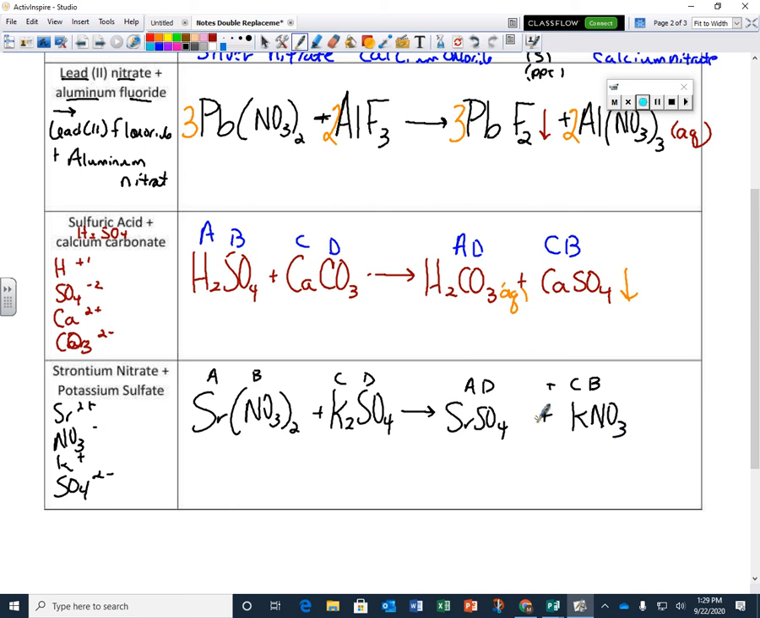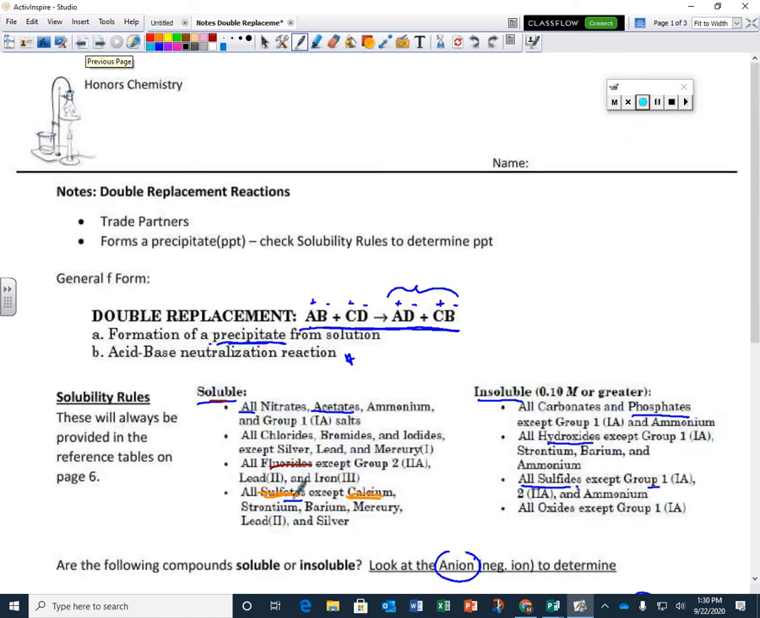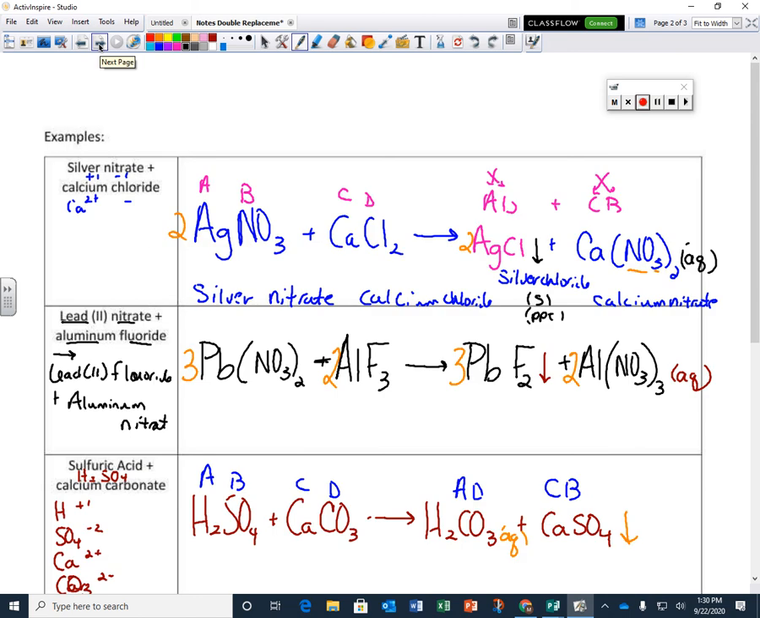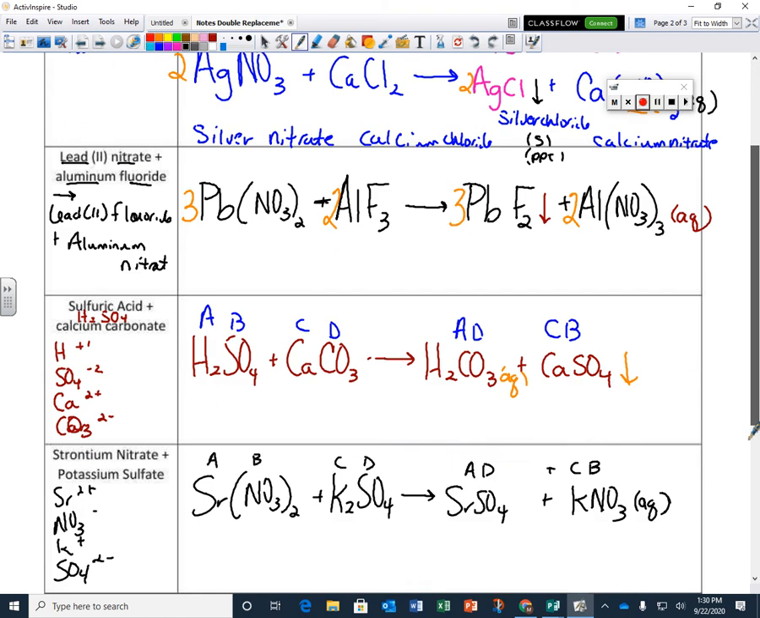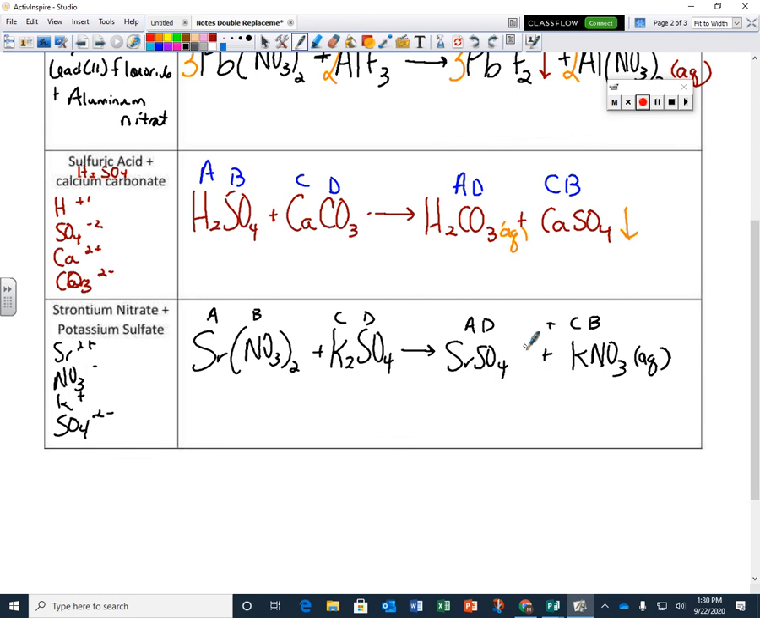We know that nitrates are all soluble, no exceptions, so that's aqueous. Let's look back at our sulfates. It says sulfates are soluble except calcium, strontium, barium, mercury, lead, and silver. So since we have one of the exceptions, instead of being soluble, it will be insoluble. And that is our precipitate, strontium sulfate.